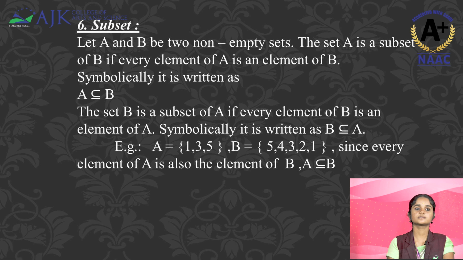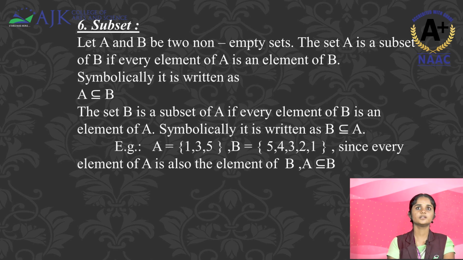So the next type is the subset. Let A and B be two non-empty sets. The set A is a subset of B if every element of A is an element of B. Symbolically, it can be written as A subset B, which means that A is contained in B. The set B is a subset of A if every element of B is an element of A. Symbolically, we can write B subset A.